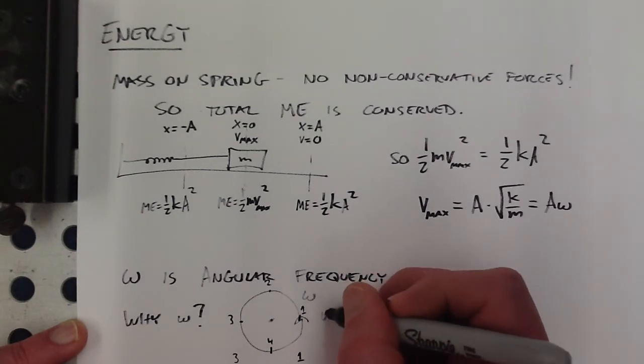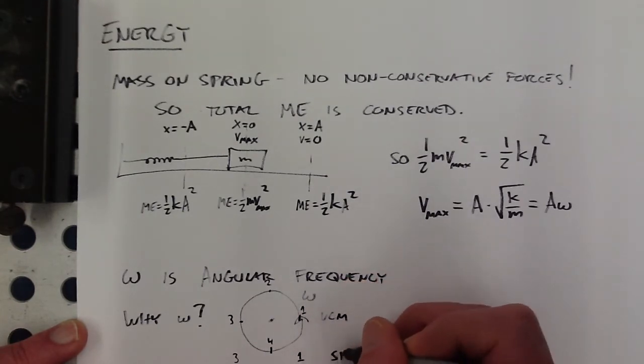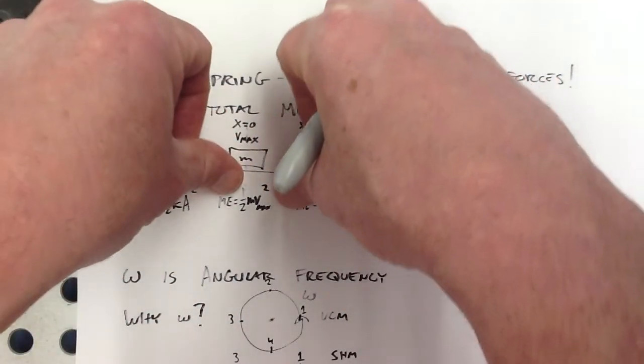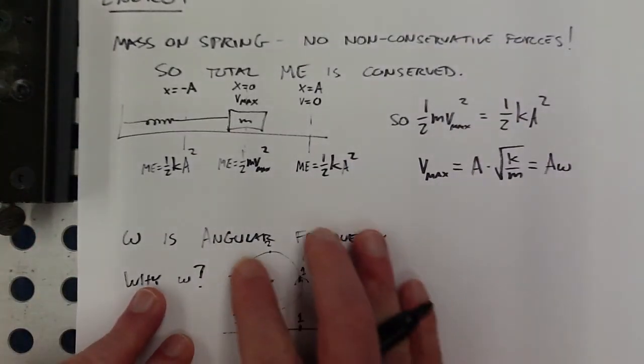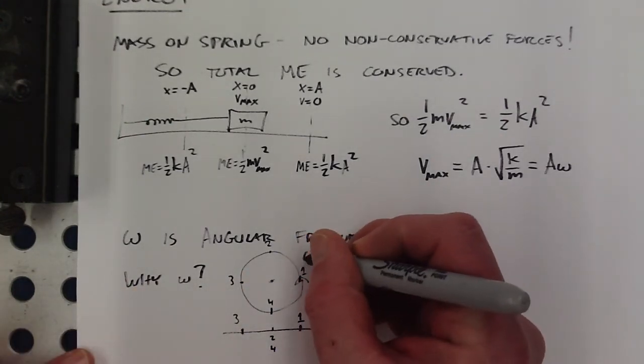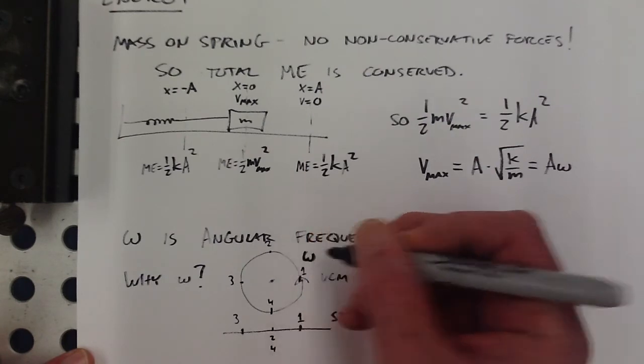So if this is UCM, this is simple harmonic motion, and they have like the shadow, if you imagine a very bright light up here shining down on this object in uniform circular motion, casting its shadow on this flat one-dimensional surface here, you can't tell the difference between uniform circular motion and simple harmonic motion if you can only see the one dimension of this. And that's why we use the omega for that.